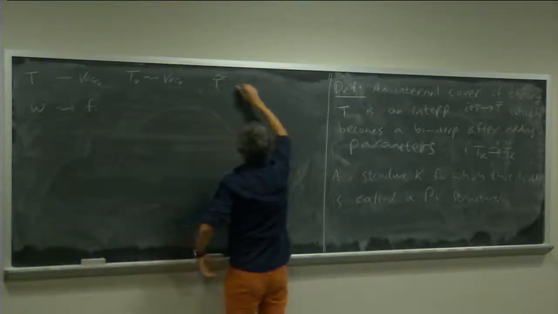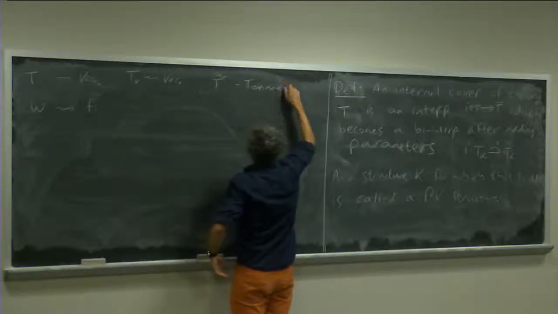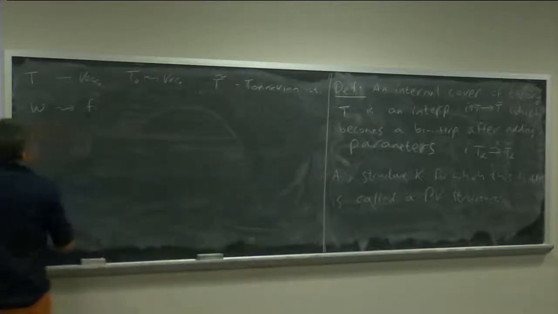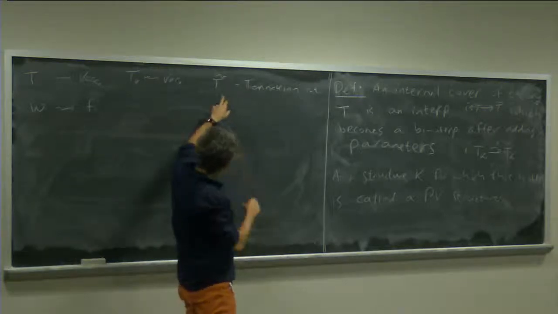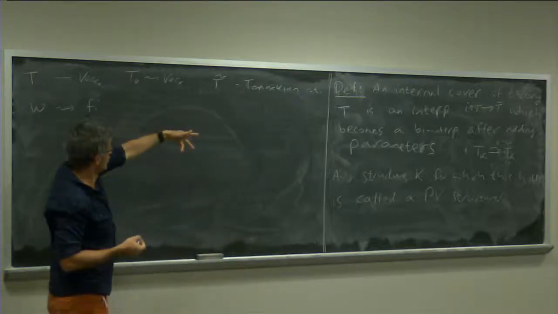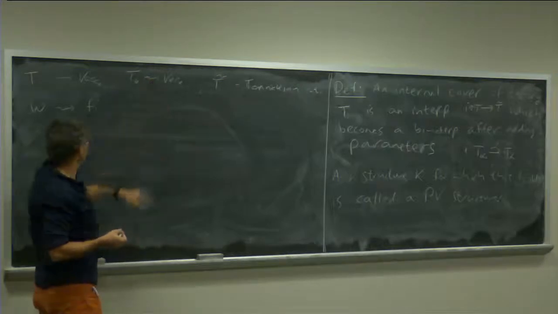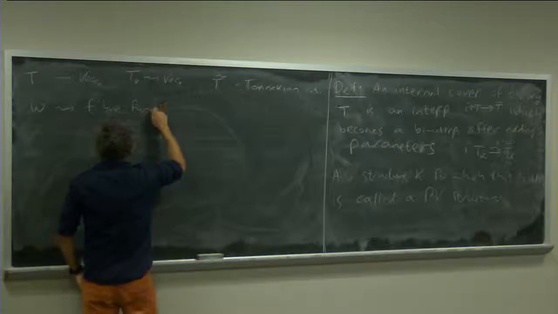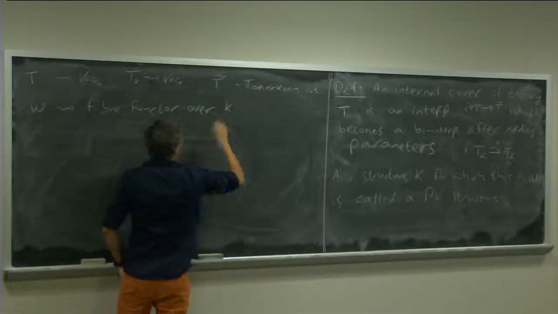T tilde was the Tanakian category, and so this W corresponds to some tensor functor from the Tanakian category to this, right? Okay, so this is a fiber functor over K.